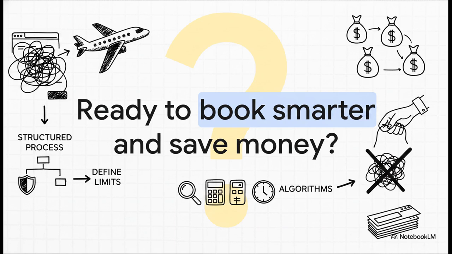Which leaves us with this final thought. It is officially time to stop playing the airline's chaotic game. By following a structured process, defining your limits up front, using the right tools in the right sequence, and calculating that true total cost, you finally take back control. So what do you say? Are you ready to close those 15 browser tabs, beat the algorithms at their own game, and start booking your flights strategically for your next trip?